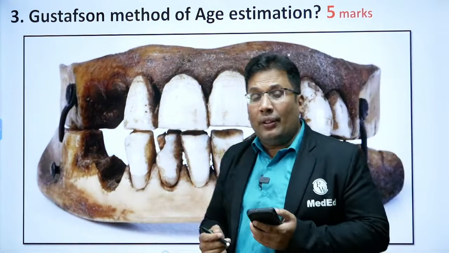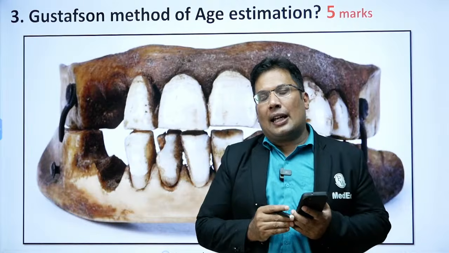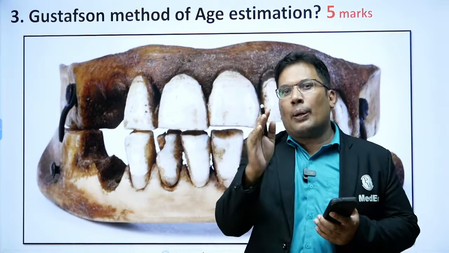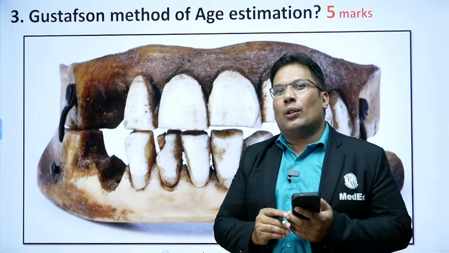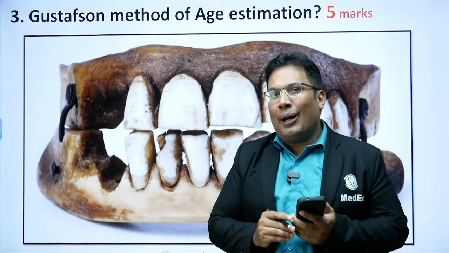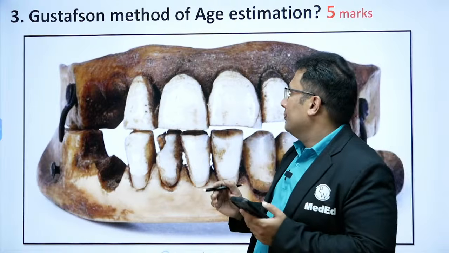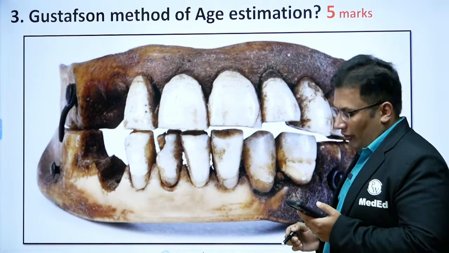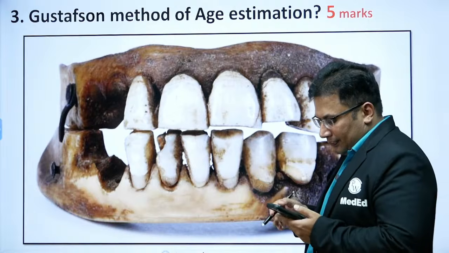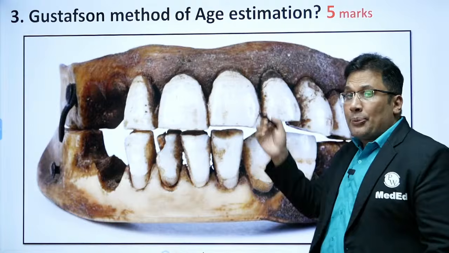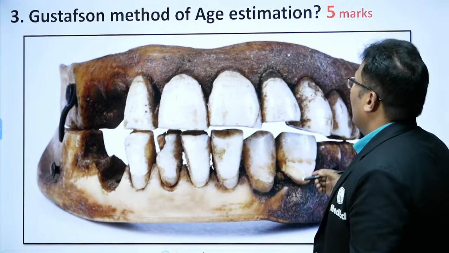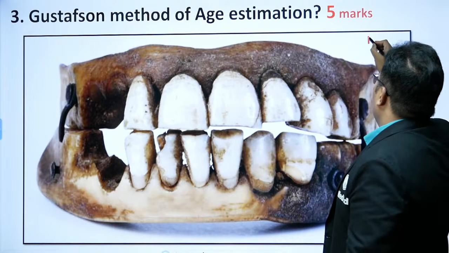Next important question, commonly asked in the exam: Gustafson method. Gustafson method of age estimation by using teeth. Very commonly asked. So what is the Gustafson method? Usually a 5 marks question. It's a method of age estimation.